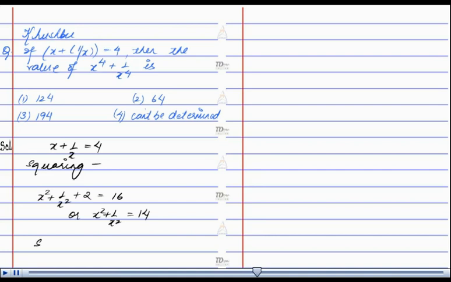Again, squaring both the sides of the expression, we get (x square plus 1 by x square) whole square, that is x to the power 4 plus 1 by x to the power 4 plus 2, that's equal to 196, or x to the power 4 plus 1 by x to the power 4 is equal to 194. Therefore, we get the correct answer as option number 3.